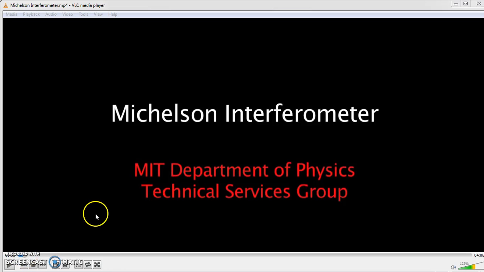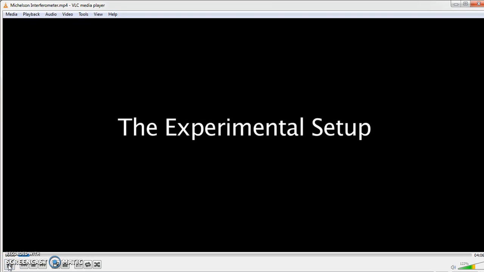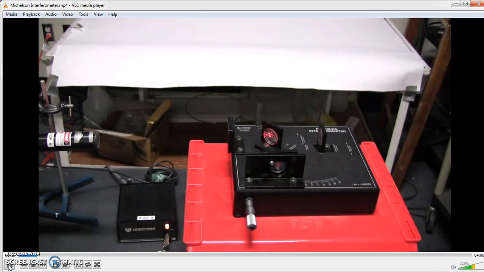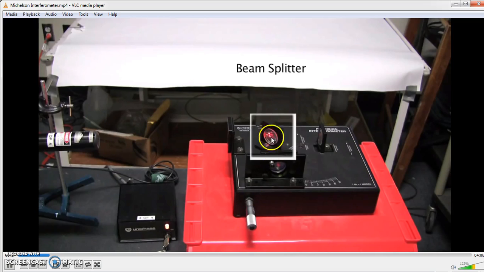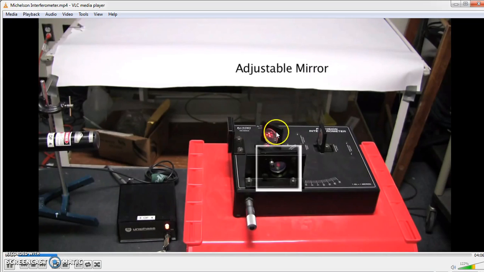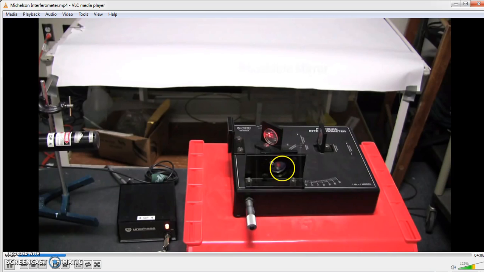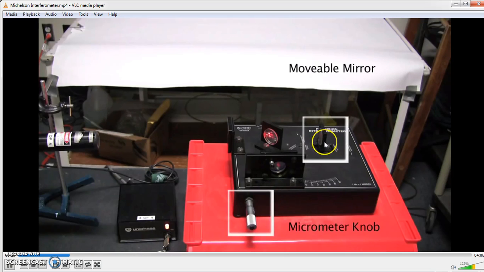Now look at the experimental setup as well as the application of the Michelson interferometer to calculate the wavelength of the light. This is the source of light. This is the beam splitter. This is the adjustable mirror. This is the movable mirror.